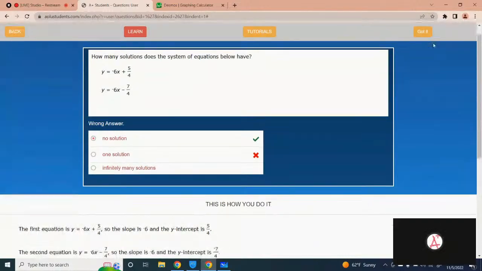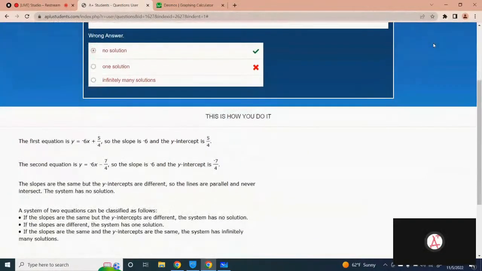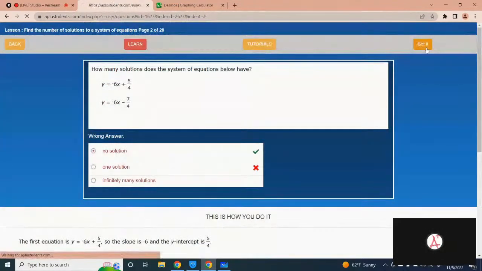Both of them have the same slope. Oh, but if the slope is the same and the y-intercepts are different, then the system has no solution. Sorry. If the slopes are different, that means the system has one solution. Got it? So if the slopes are the same and the y-intercepts differ, the system has no solution. Got it?